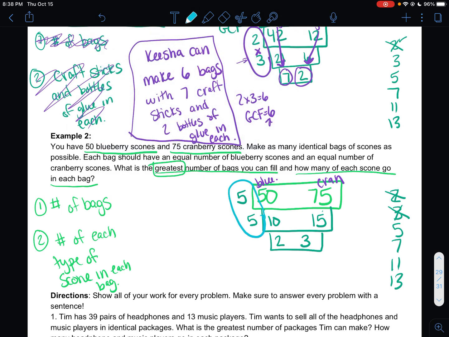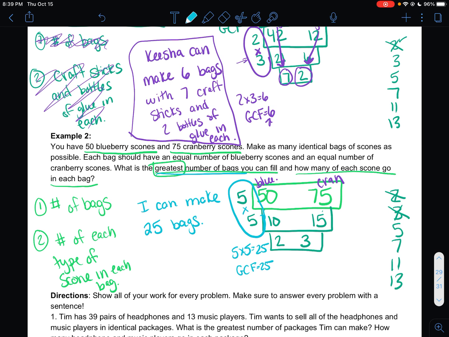And my greatest common factor would be 5 times 5, which is 25. So my greatest common factor is 25. So once again, I want you to go back into the problem and see what it was asking for the greatest number of, because that's going to be your sentence. So it was asking for the greatest number of bags. So I can make 25 bags. But now I need to figure out how many blueberry and how many cranberry are going to go in each.